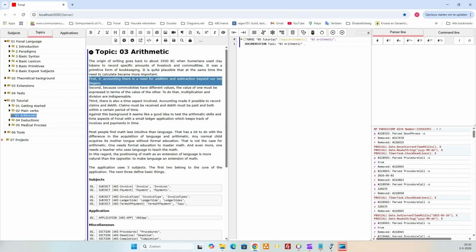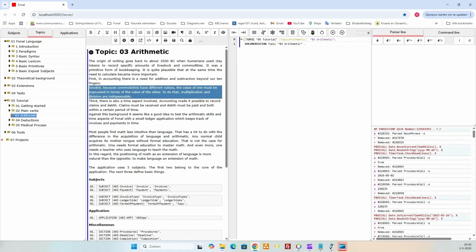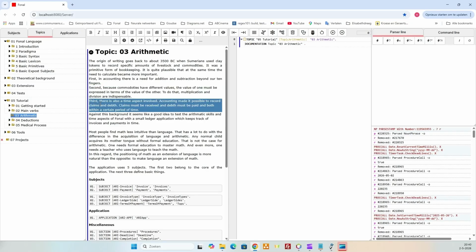First, in accounting there is a need for addition and subtraction beyond our 10 fingers. Second, because commodities have different values, the value of one must be expressed in terms of the value of the other. To do that, multiplication and division are indispensable. Third, there is also a time aspect involved. Accounting made it possible to record claims and debt. Claims must be received and debt must be paid, and both within a certain period of time.